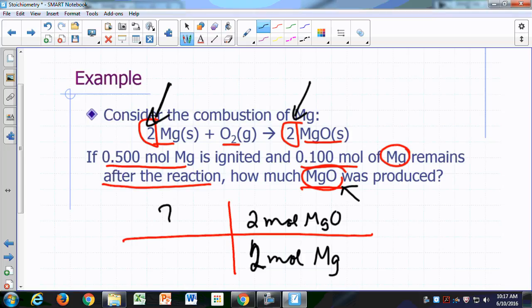The question is what goes here. What is it you're converting? Now, you're given 2 amounts here. Do you use 0.5 or do you use the 0.1?